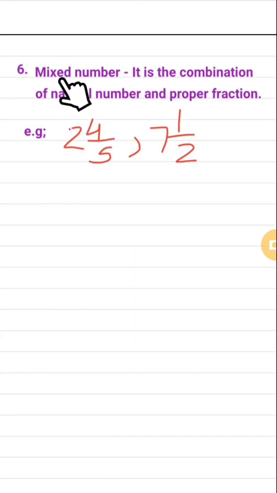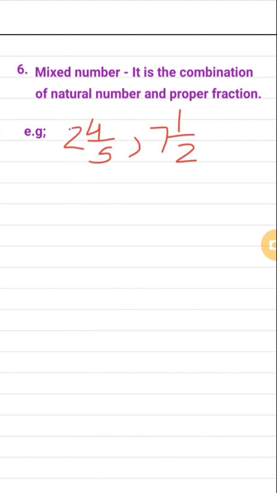Then it comes mixed numbers. It is the combination of natural number and proper fraction. Mixed number means here we will combine the natural number and the proper fraction. Proper fraction, I have told you, is the fraction in which numerator is less than denominator. So here you can see 4 upon 5 is a proper fraction, when I have combined it with 2, it is a mixed number.